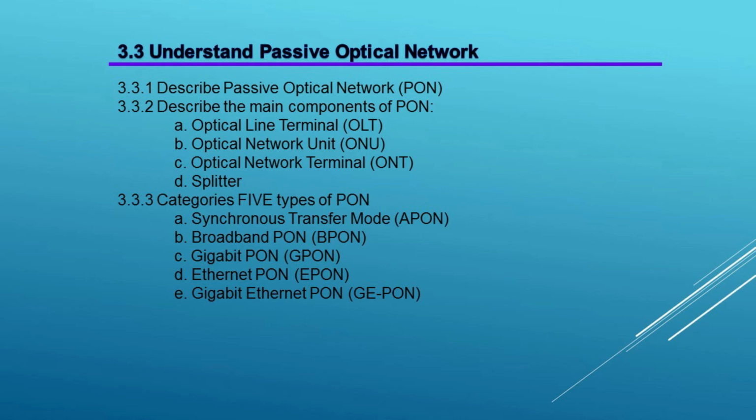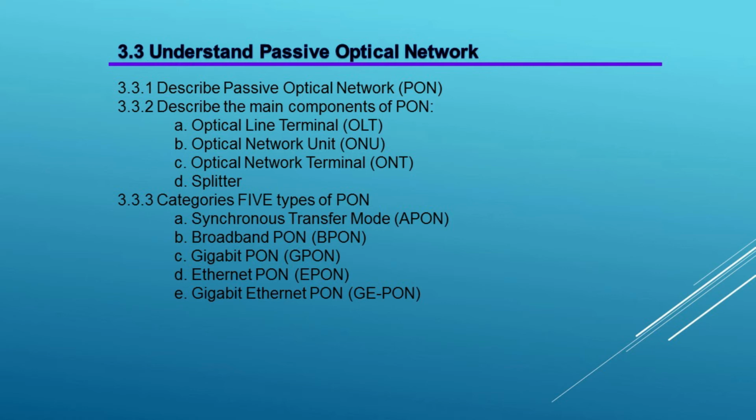3.3 Understand passive optical network. 3.3.1 Describe passive optical network (PON). 3.3.2 Describe the main components of PON. A. Optical line terminal, OLT. B. Optical network unit, ONU. C. Optical network terminal, ONT. D. Splitter.